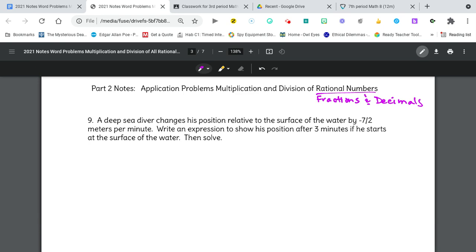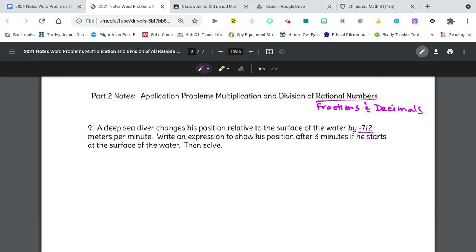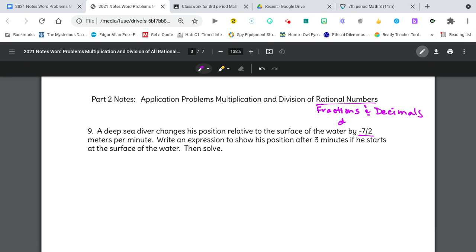It says a deep sea diver changes his position relative to the surface of the water by negative 7/2 meters every minute. In other words, if I don't use the negative sign, what's a word I could use to indicate negative 7/2 meters per minute? Okay, it's got to be a word. If I don't use a negative, I could say he descends 7/2 meters per minute. Or I could say goes down.